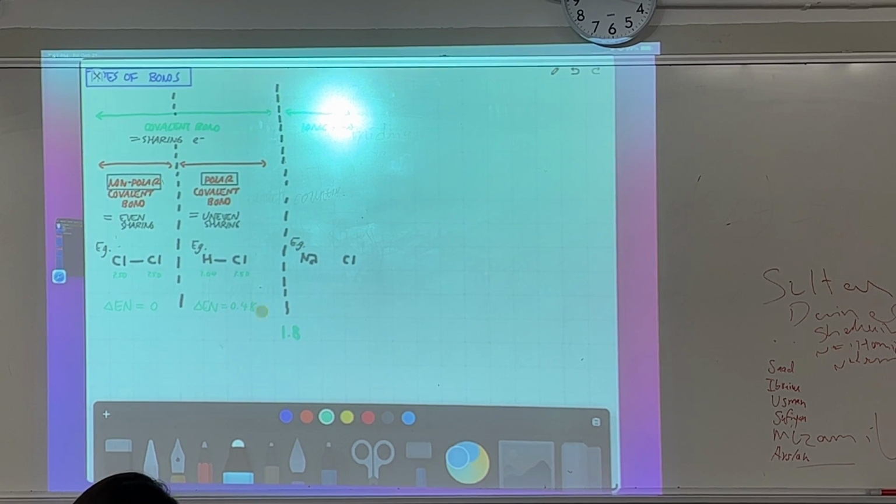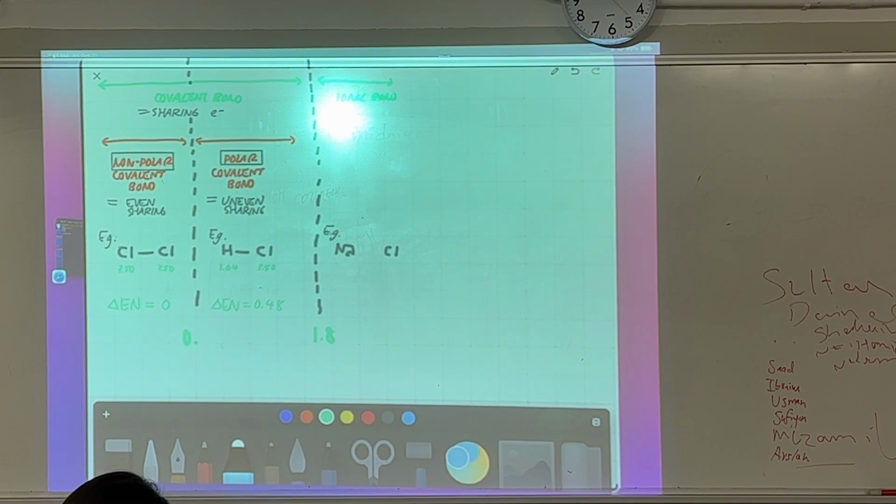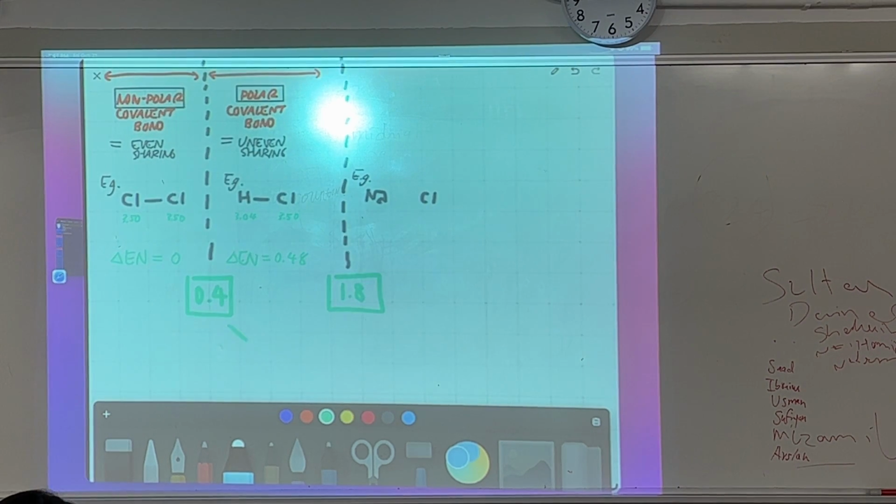But then what sets apart the polar and the non-polar covalent bond is another value, 0.4. If something has an electronegativity difference less than 0.4, it's considered a non-polar bond. You know 0 is smaller than 0.4, but 0.48 is above 0.4. So this is why 0.48 is a type of polar covalent bond. So these are the two cutoff values for determining the type of bonds.